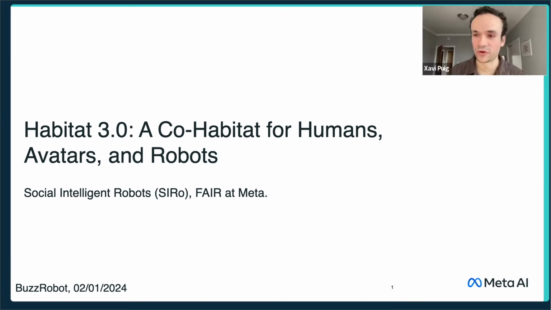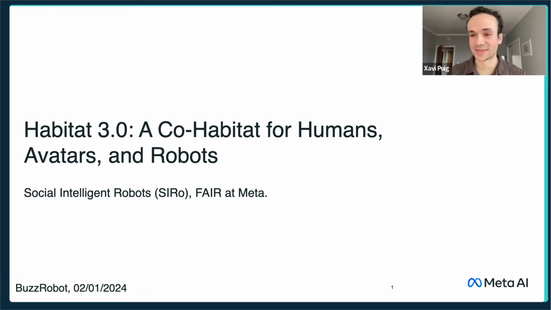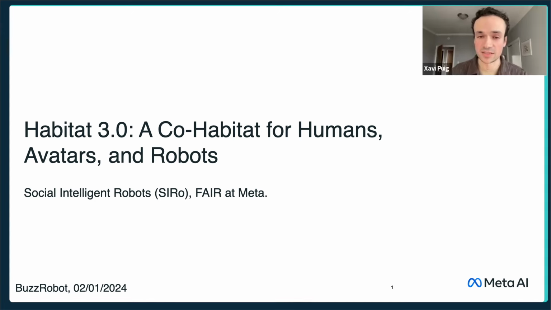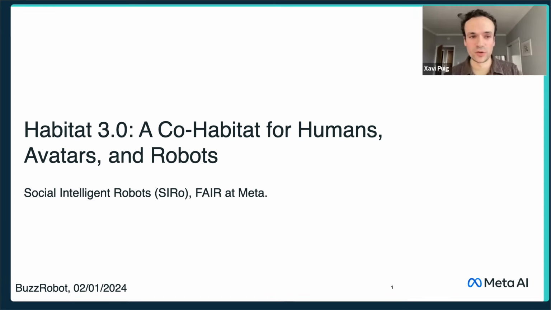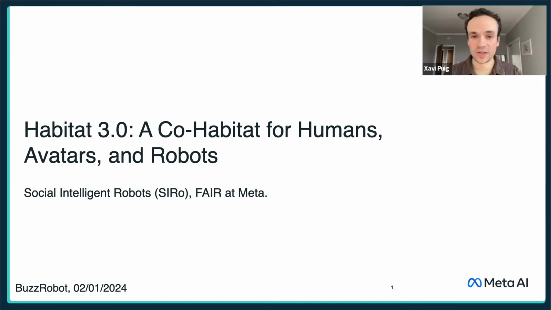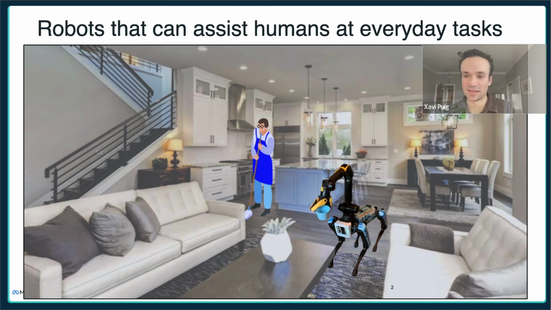So yeah, today I'm going to talk about Habitat 3.0, which is a simulator to train robots, humanoid avatars, and to study social human-robot interaction tasks. And this is work done jointly with my group at FAIR called Social Intelligent Robots. And our goal is to build robots that can assist humans at everyday tasks.